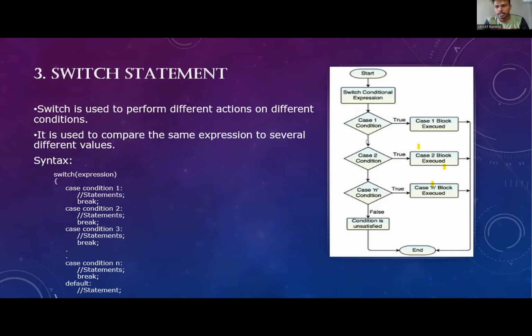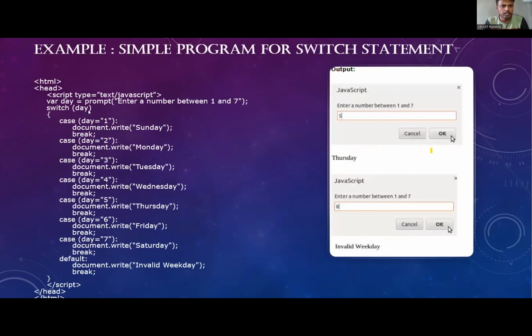We can use multiple cases. Let's go through an example. Here we use a prompt: enter a number between 1 to 7. The user can enter a number between 1 to 7, otherwise, if the user enters 8, the default case will run and it will print invalid weekday. If we enter 5, it will run case number 5 and print Thursday. Here is the output of the code. If we enter 8, it will print invalid weekday.